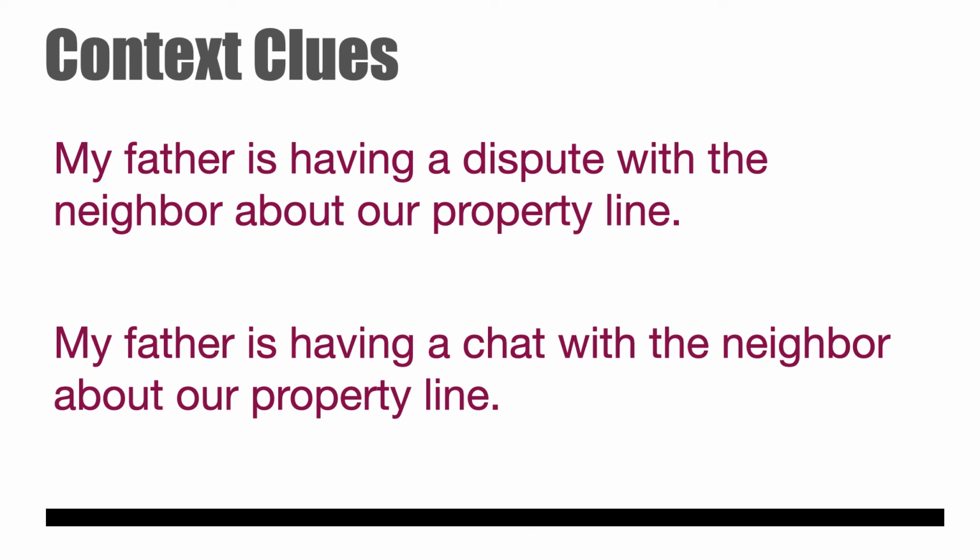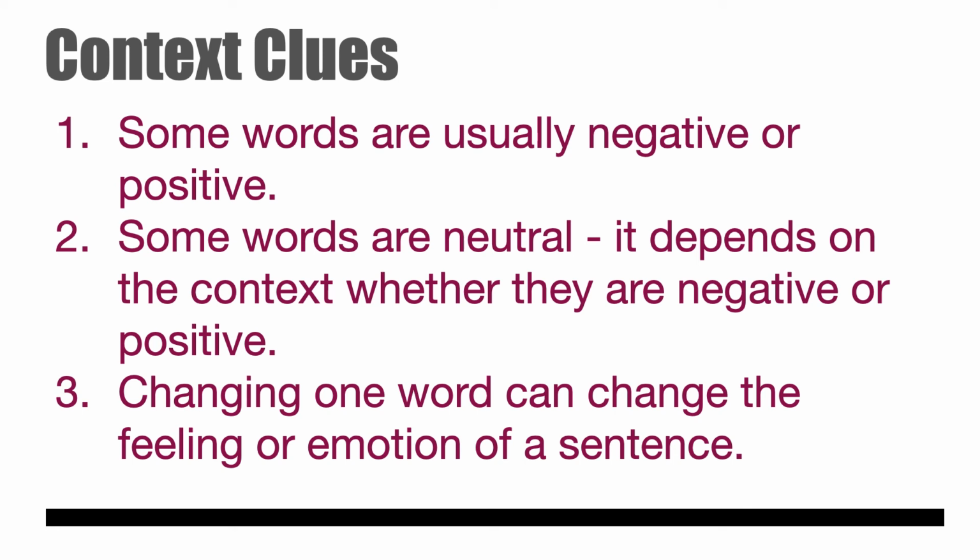Sometimes, just changing one word in the sentence can give the sentence a whole different feel or emotion. Look at these examples. My father is having a dispute with the neighbor about our property line. My father is having a chat with the neighbor about our property line. The word dispute has a negative connotation with it, so when using it in that sentence, it makes the whole sentence feel like the conversation is negative. By changing it to the word chat, which has a more casual or friendly connotation, it changes the overall meaning of the sentence.